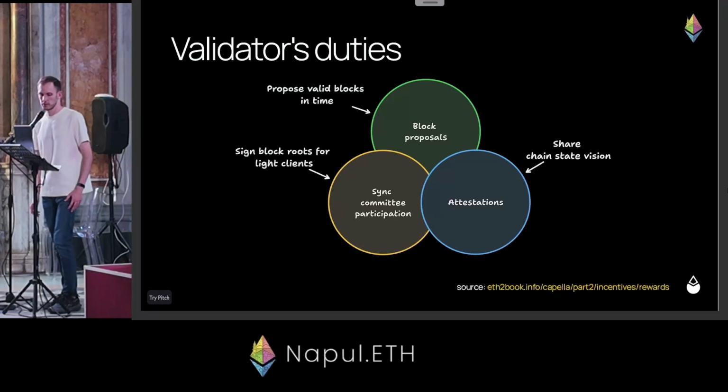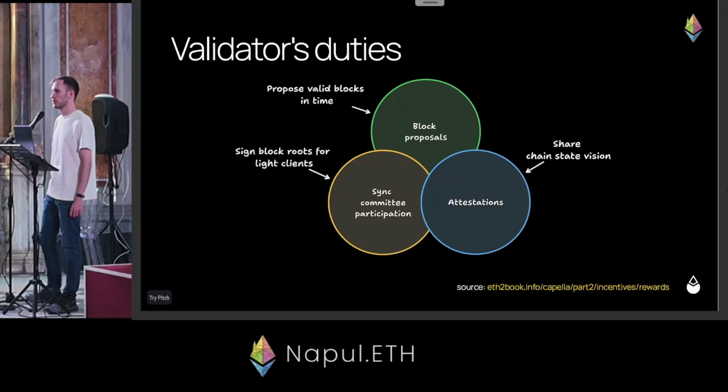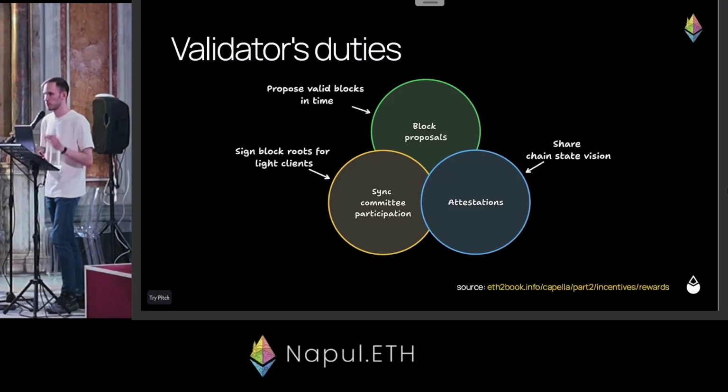And the last responsibility is sync committee participation. The sync committee is a pretty interesting concept. Because on the Ethereum network there are a lot of validators, it's not easy, I would say, to collect all of them, get all the public keys and verify the data. So instead the network splits the whole validator set into sync committees.